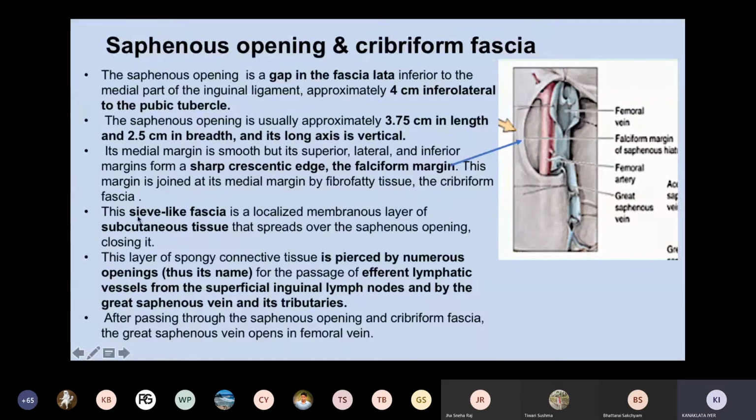Hello? Do the boys know what is sieve? Yes or no? Yes, ma'am. Very good. So it is a sieve-like fascia. That means it is pierced by, it has got many holes. Alright. These many holes are because of 3 branches of femoral artery, which are cutaneous branches.